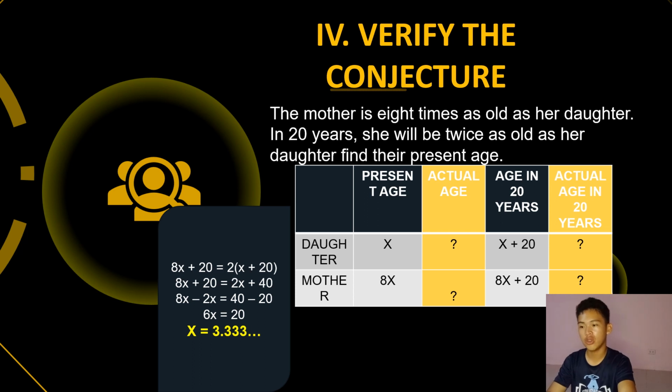So 40 minus 20 is 20 and 8x minus 2x is 6x. So what are we going to do? We will divide both sides by 6. So 6x divided by 6 is x and 20 divided by 6 is 3.3333 and so on and so forth. So let's move on to another step.